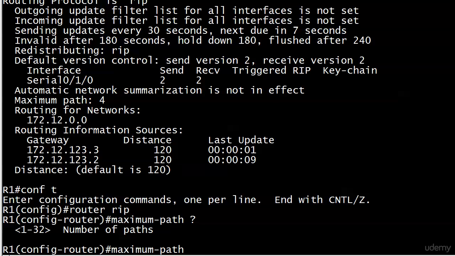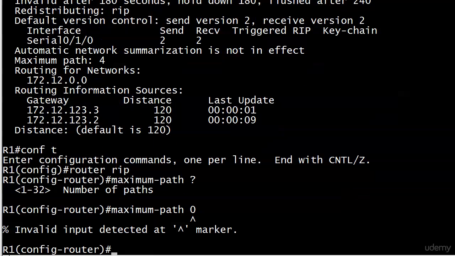Notice, though, that you don't have a 0 here. And you usually see a 0 anytime you see numbers listed in IOS help, simply because usually when we put a 0, we're disabling something or we're turning a timer off, something like that. We don't have that here. But if for whatever reason you wanted to disable equal cost load sharing, just set the maximum path to 1. Can't set it to 0. You can try all you want to. See? And it tells you exactly where the invalid input is. You can't set that to 0, but you can set it to 1.